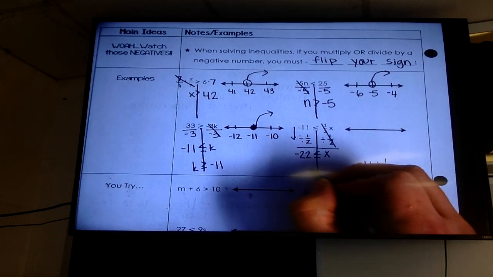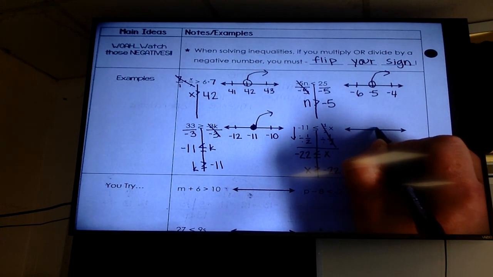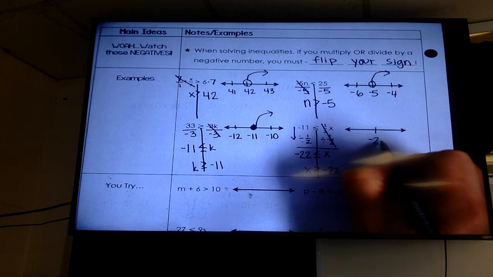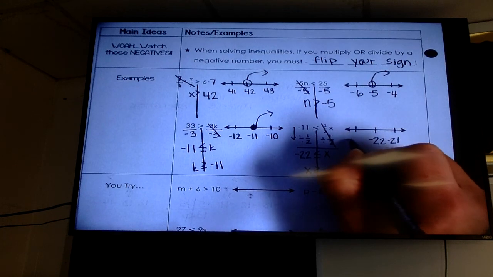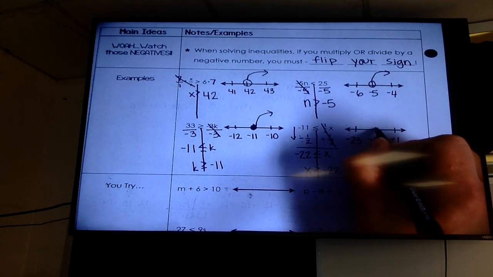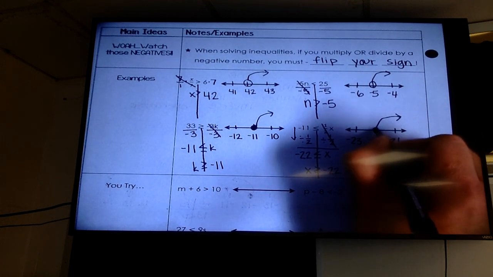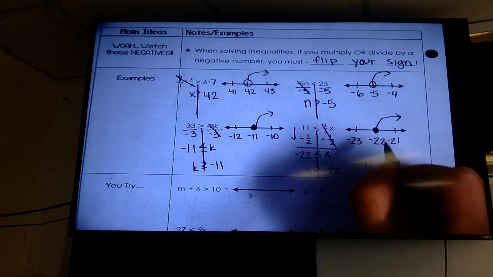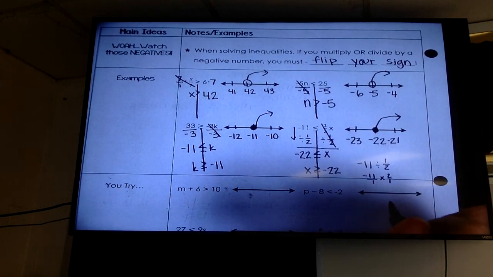Okay, I don't like this because I want my x first, so I'm going to change everything around so that my x is first. Man, I like graphing to the right today. All right, so I'm going to say negative 22 in the middle. A number larger is negative 21. A number smaller is negative 23. It says greater than or equal to, so that's a filled in dot. And again, my arrow is pointing to the right. I think it's pointed to the right all day. That's not always the case. So I'm going to shade to the right.